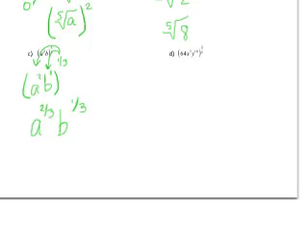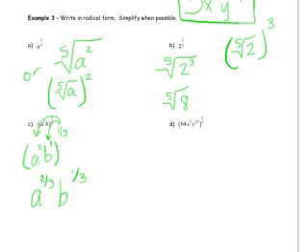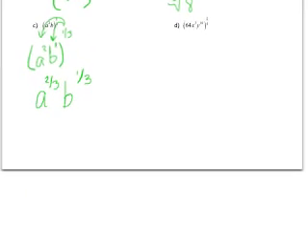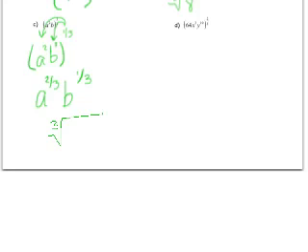What's the goal again? Write in radical form. So now I want to write this in radical form. What do they both have as a denominator? So it's a 3rd root. What's a going to be raised to? If you take out the denominator of 3, it's still getting squared. So a squared, b to the 1, or just b.